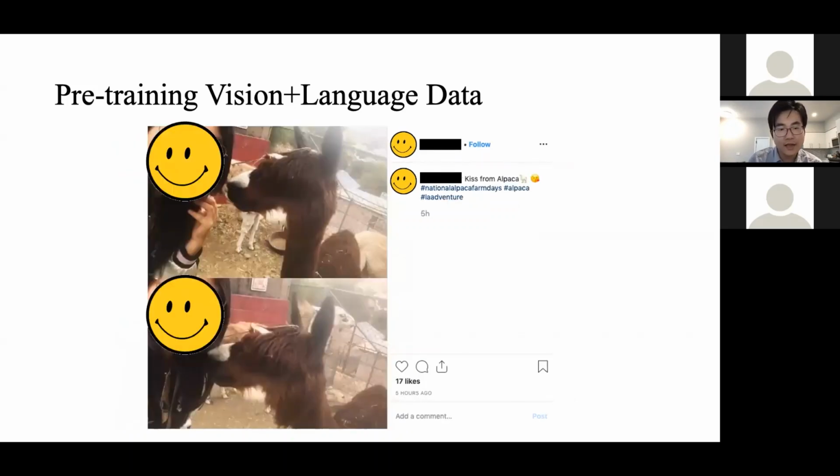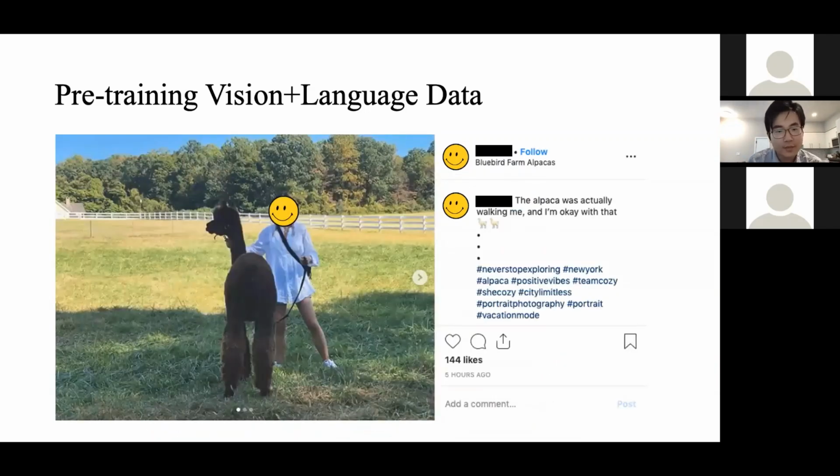Now let's look at another example. The caption said it's a kiss from alpaca, and you can see the interaction between the alpaca and the girl in the picture. Here's the third example. The caption said the alpaca was actually walking me, but I'm okay with that. So you can see, although those sentences are not exactly describing the image content, they are highly relevant to the photos those users uploaded. If we're not talking about the legal issue of whether we could use the data, they are basically everywhere.